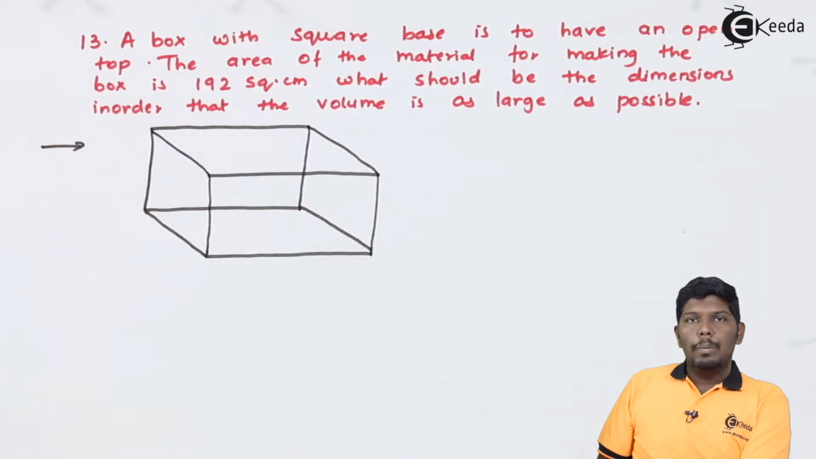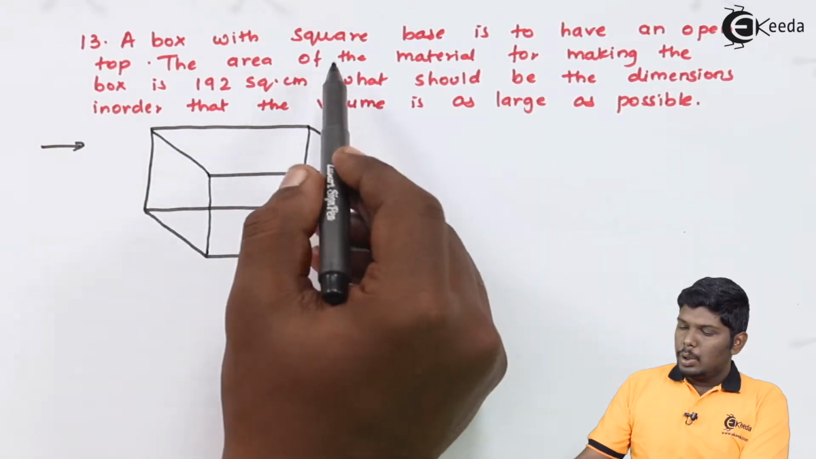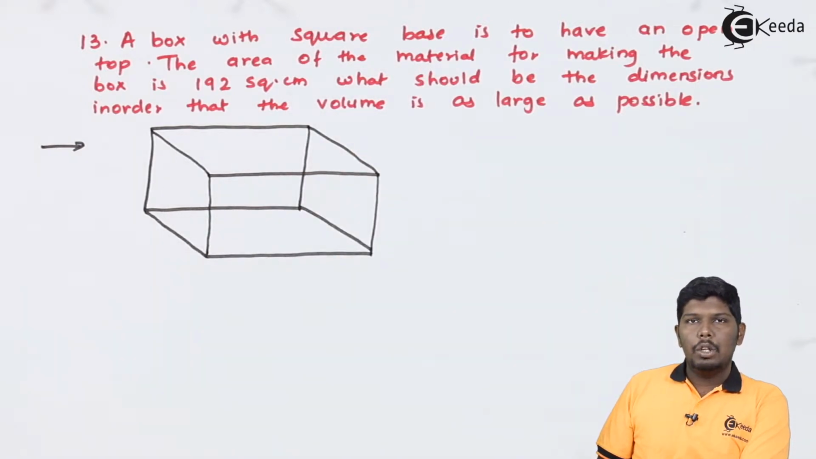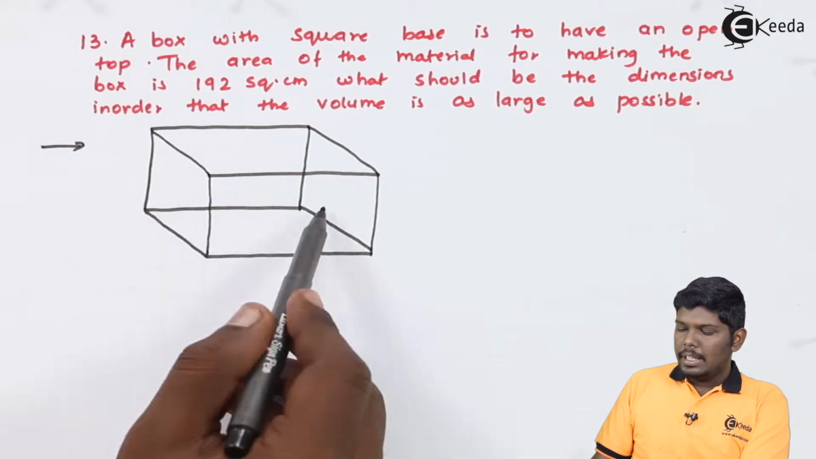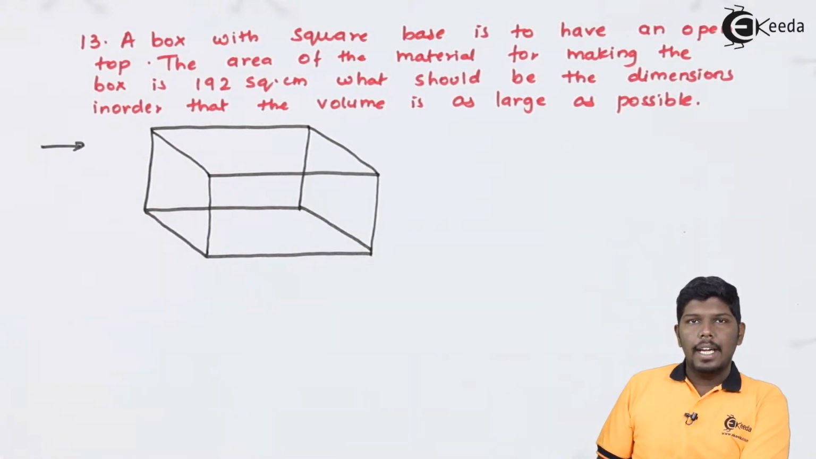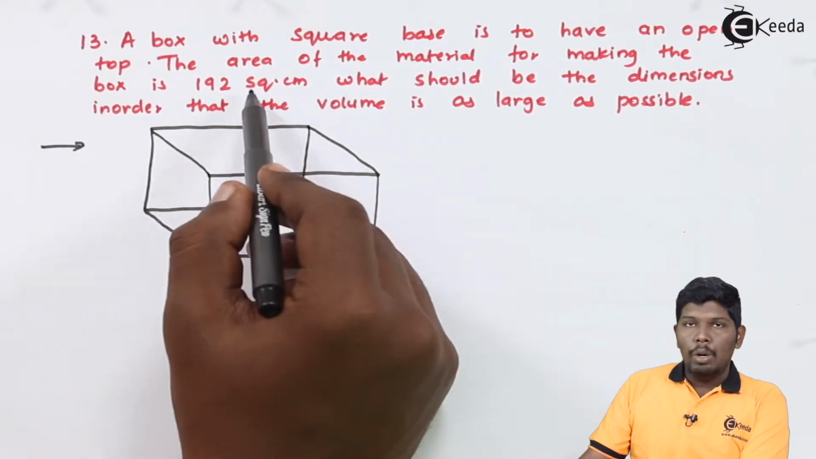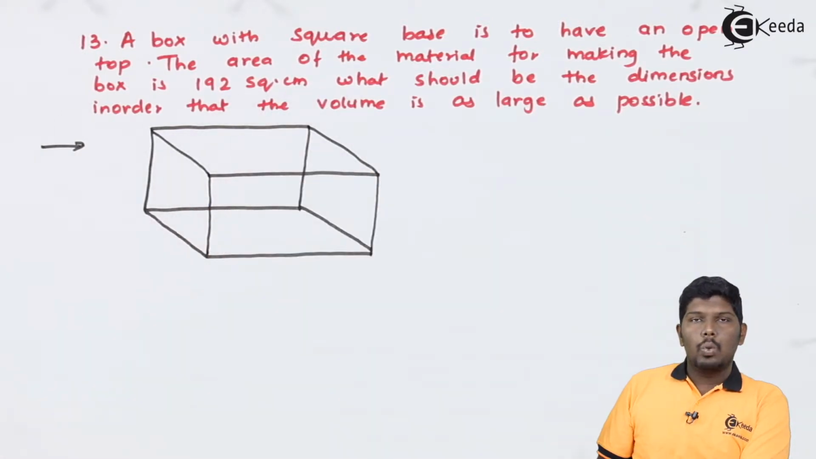They have told you to make an open box with square base. The base of the box should be square. It means all sides should be equal. Therefore, we can consider the side of the square as x centimeter. Also, the area of the box should be equal to 192 square centimeter. Here, the area which we are going to use will consist of only 5 faces.